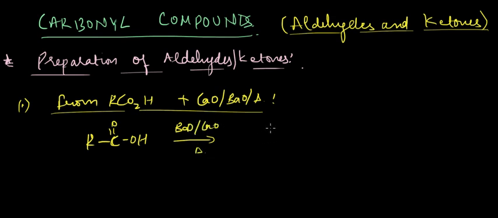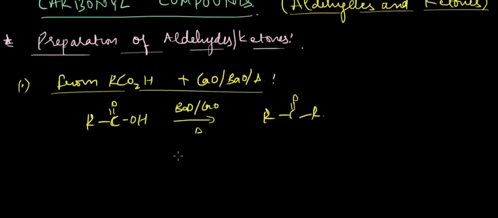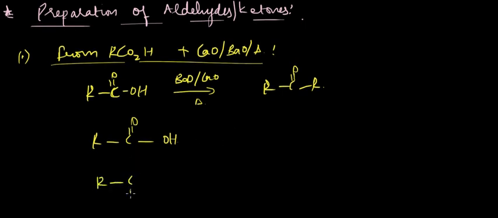So what will we be getting? We will be getting something like a ketone. Okay, so how does this reaction take place? Consider that we have two molecules of RC double bond OH, which on contact with CaO forms calcium carbonate, or rather, let's first remove the water molecule.